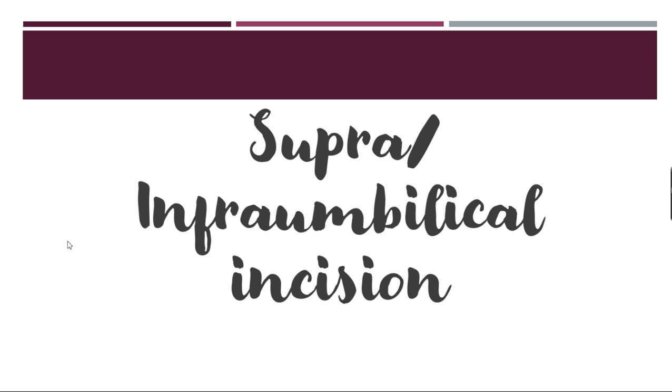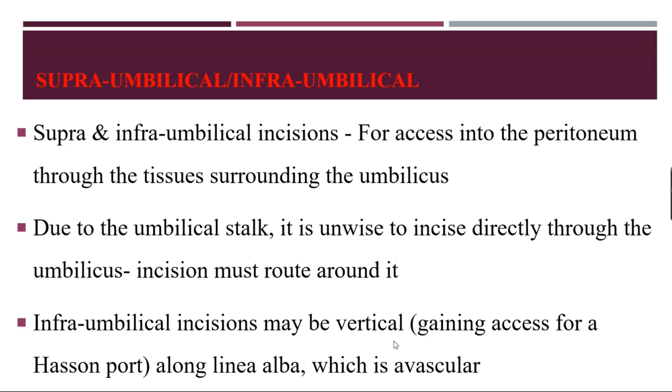Supra and infraumbilical incision. These supra and infraumbilical incisions, as you can see here, this one is supra and this one is infraumbilical, are basically used for umbilical hernia repair and even during minimal access surgery for laparoscopic first port placement. That's blind port placement routinely, right?